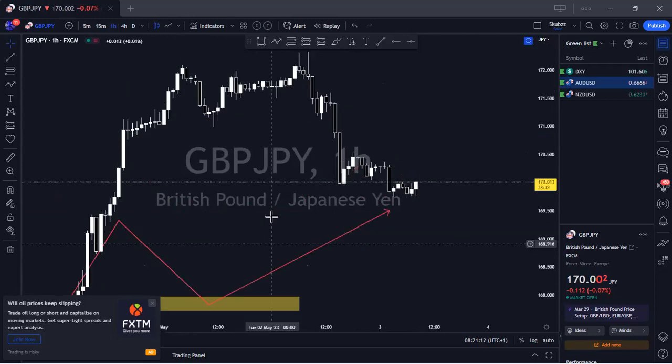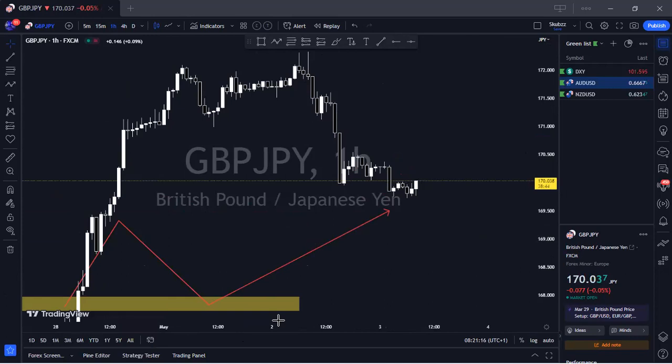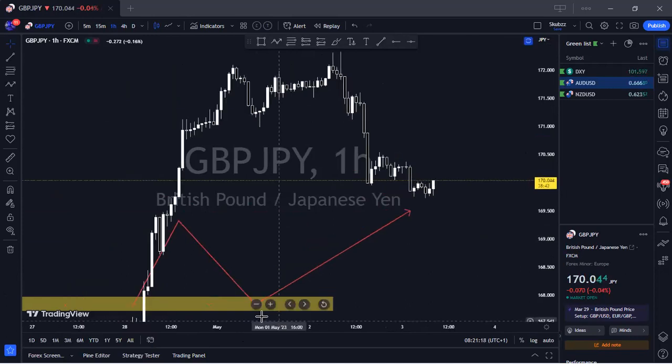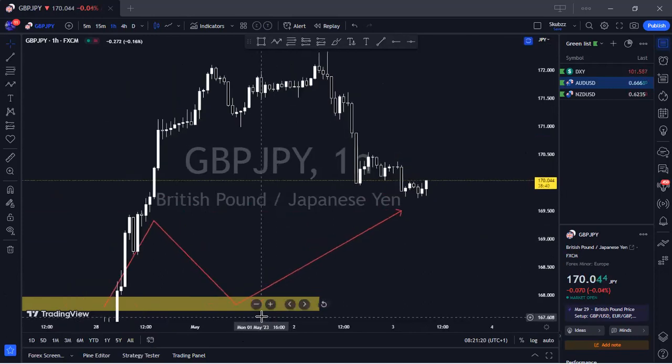I have nothing to say about this pair. Honestly, I have nothing to say about it. Me analyzing it would sound as if I'm forcing something, and I don't want that type of situation. The market structure is not clear enough for me to say I want to trade it.